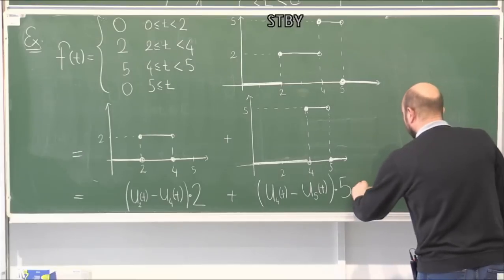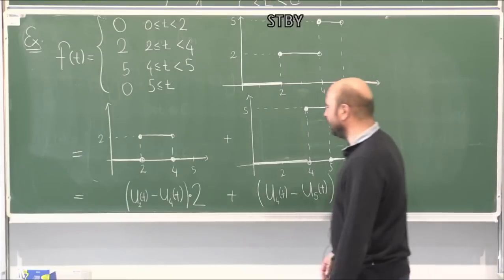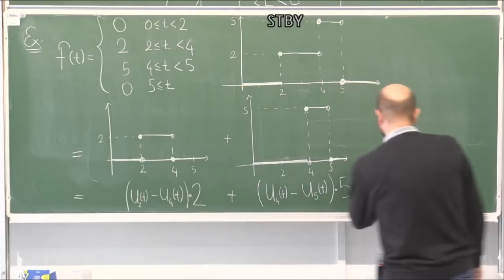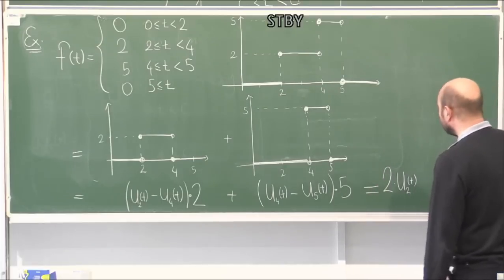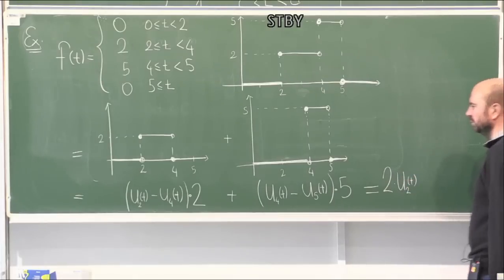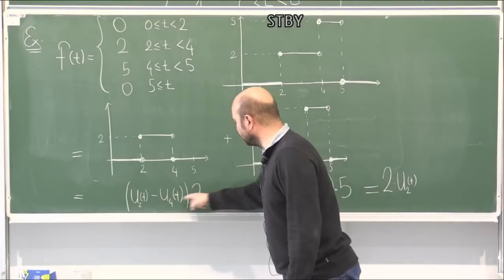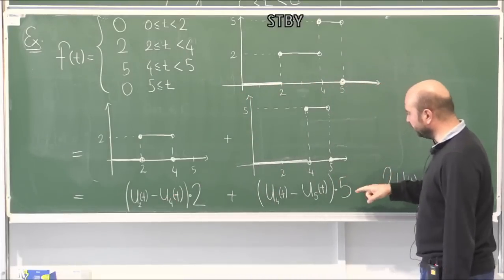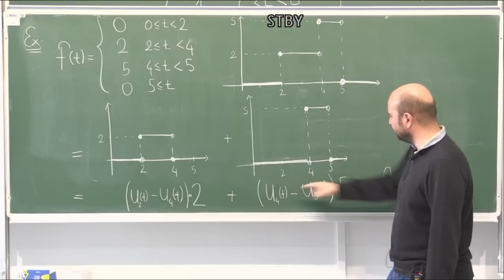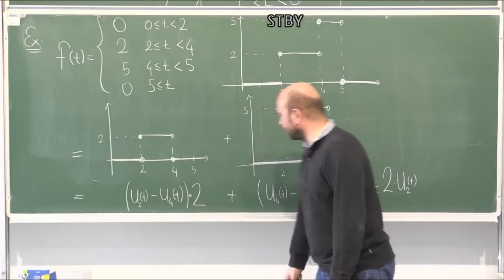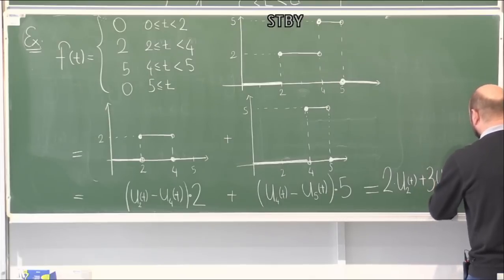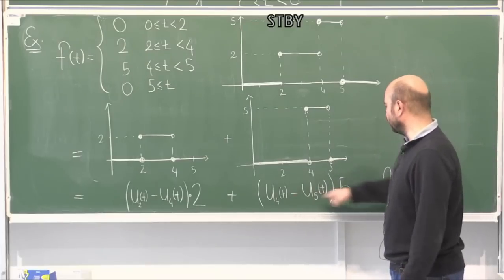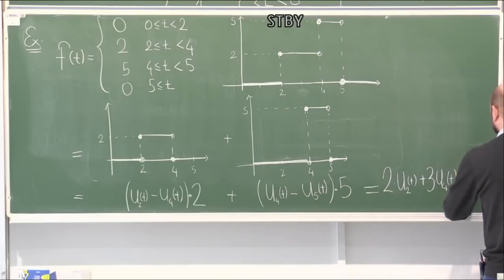So now if you write them, what do I have here? I have 2 times u2, or you can write u2 times 2. So minus 2 times u4. So we have 5 times u4 here, 2 times u4 subtracted, so we have plus 3 u4, and eventually we have minus 5 times u5.